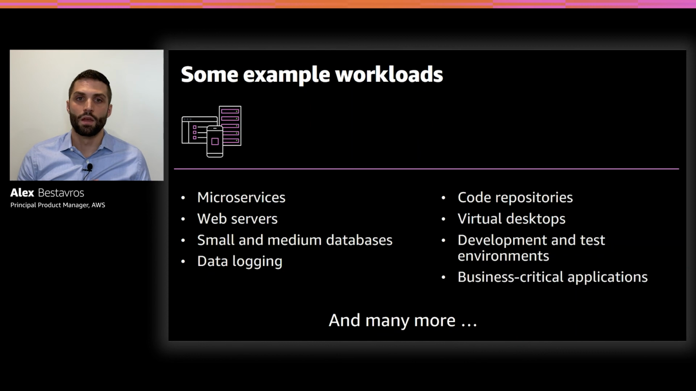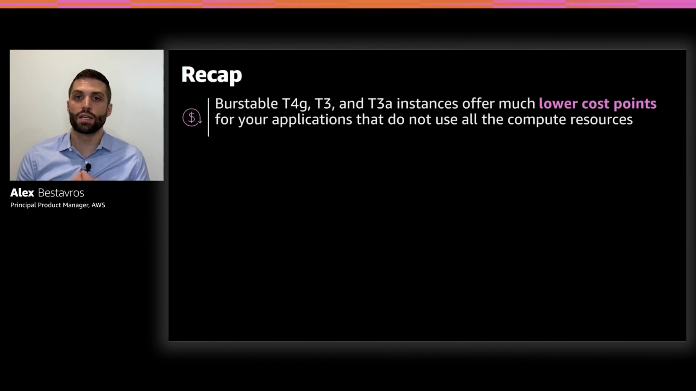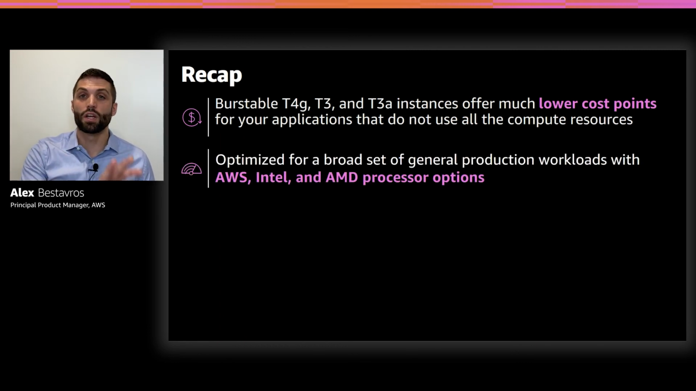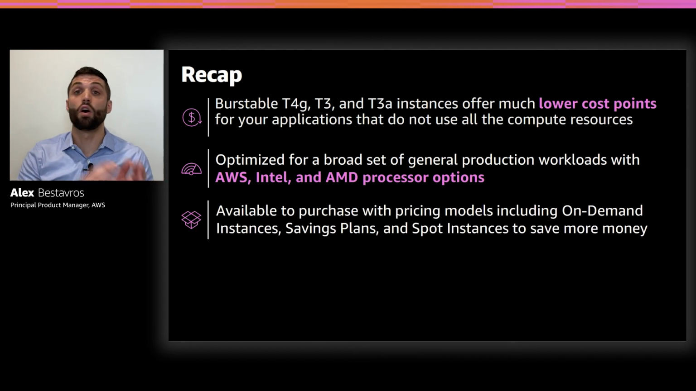So let's recap. The burstable T4g, T3, and T3a instances offer the lowest cost points in EC2 to run your infrastructure, bar none. They're optimized for a broad set of workloads, and then we offer flexibility across our latest generation Amazon developed Graviton2 processors, which are the highest performing processors we develop. We offer the latest generation Intel processors with Intel Cascade Lake, and then very cost-effective AMD processors as well. These are available to purchase across all of our different models.